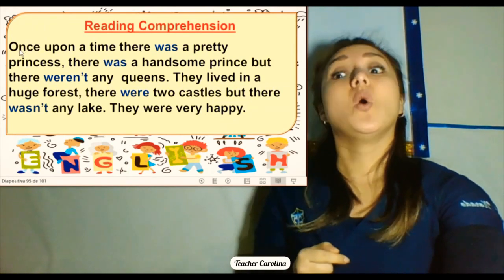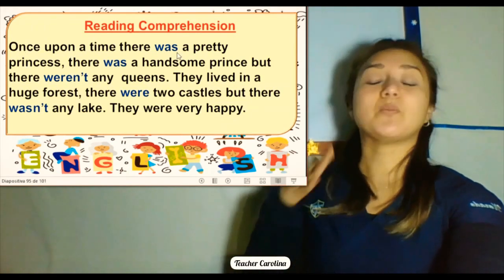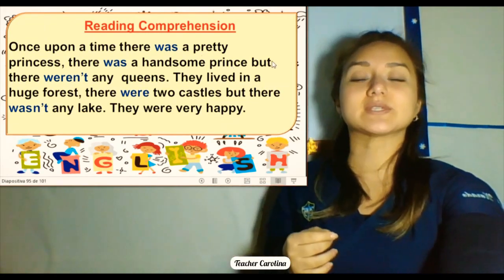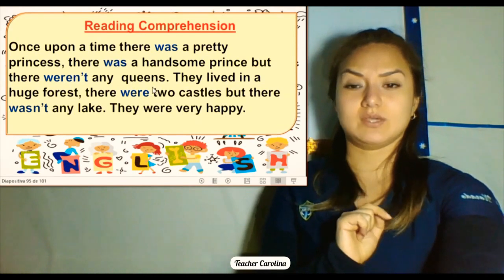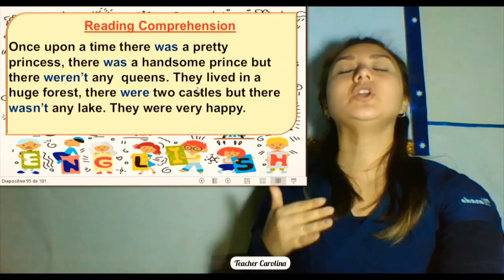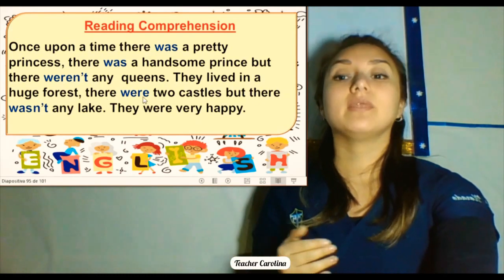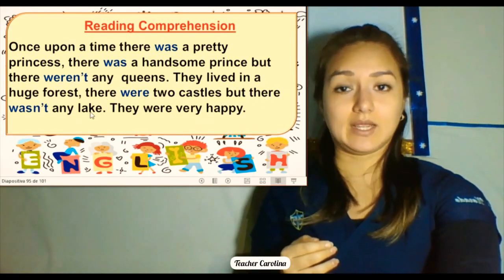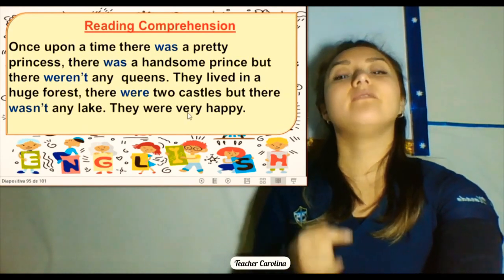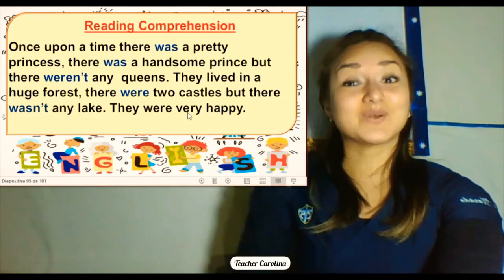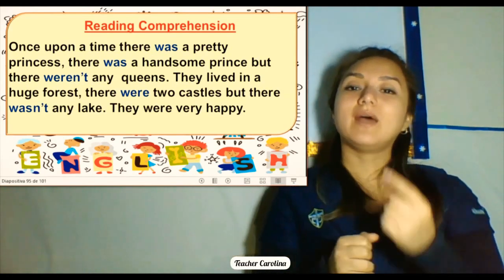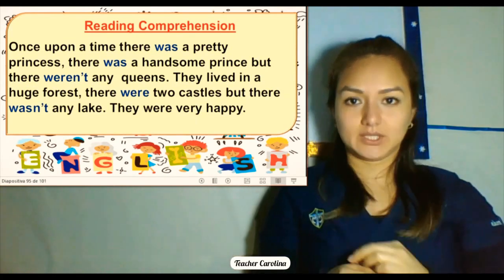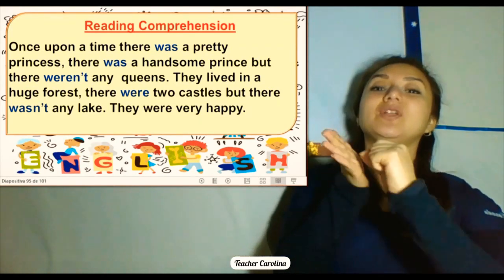It says, once upon a time, there was a pretty princess. There was a handsome prince, but there weren't any queens. They lived in a huge forest. There were 2 castles, but there wasn't any lake. They were very happy, right? So, that is the first reading. What are you going to do in the second reading? You are going to underline.